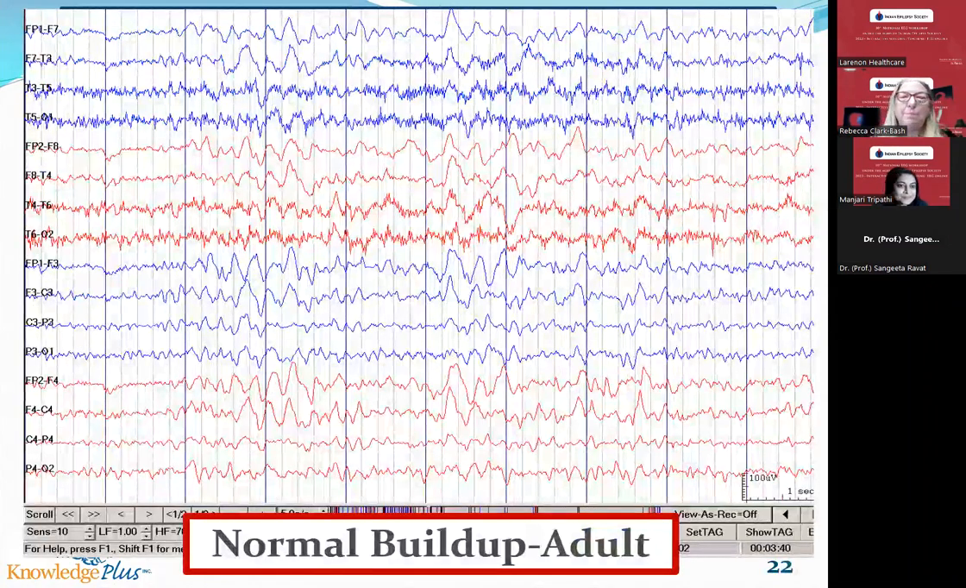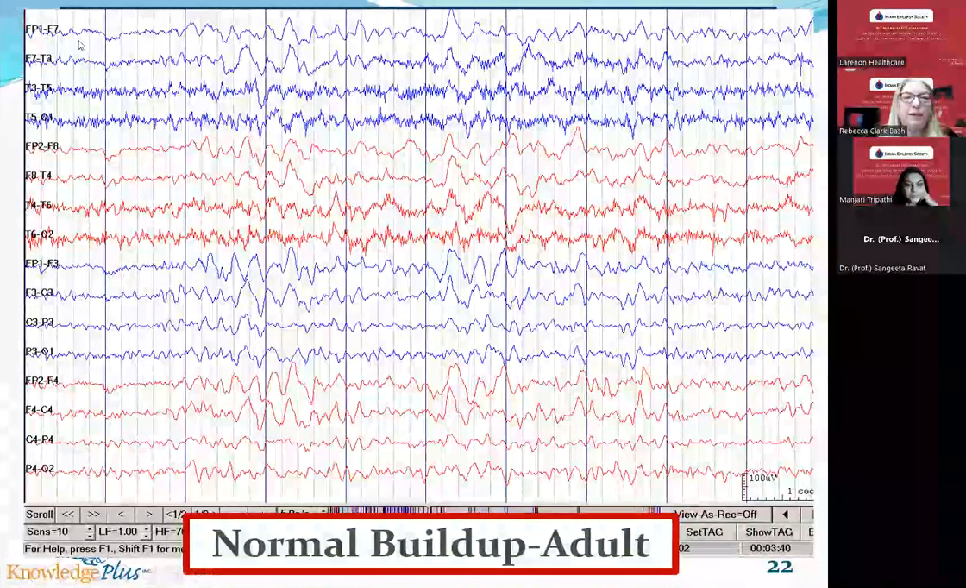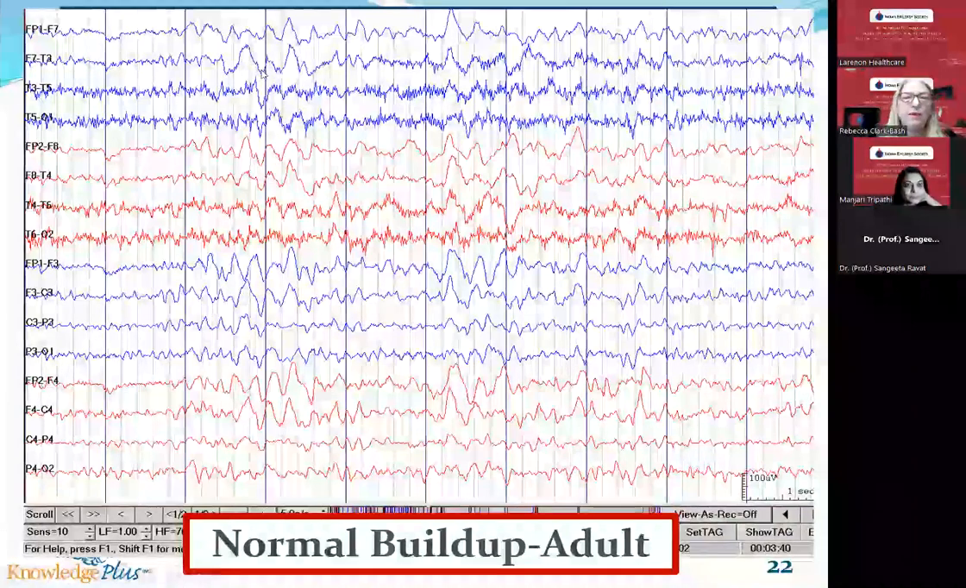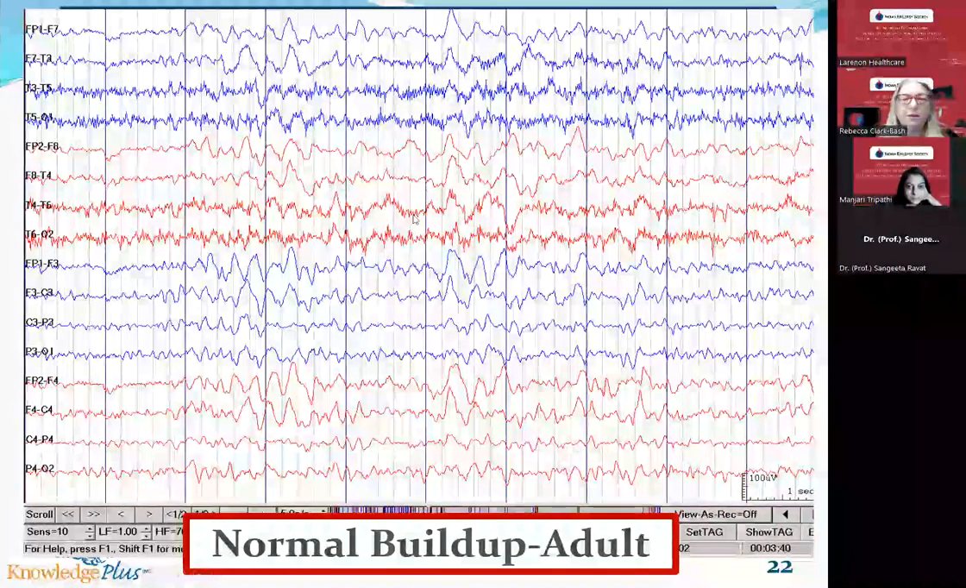This is an example. Again, we're left over right. Blue is left, right is red. And if you look in the first channel, FP1 to F7, at this third second, you can see these increased amplitude slow waves. It's generalized with frontal dominance. We also have some muscle in the back of the head here. That's not really occluding our ability to read this EEG.